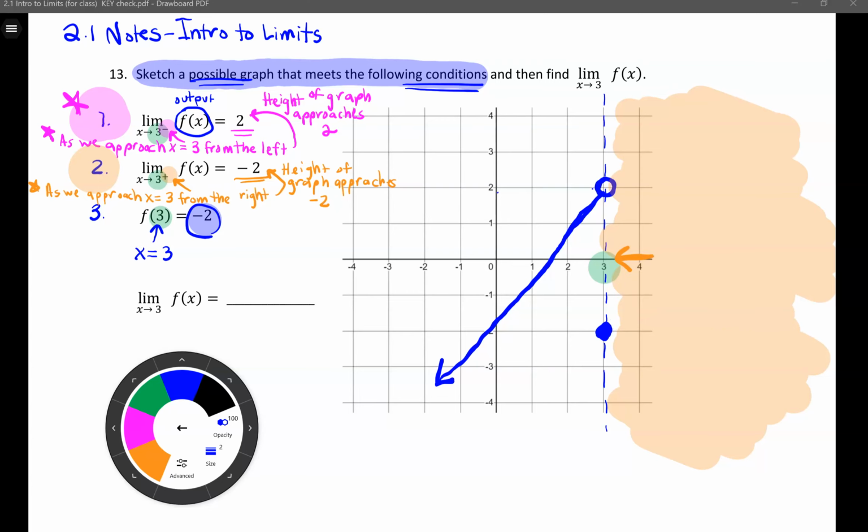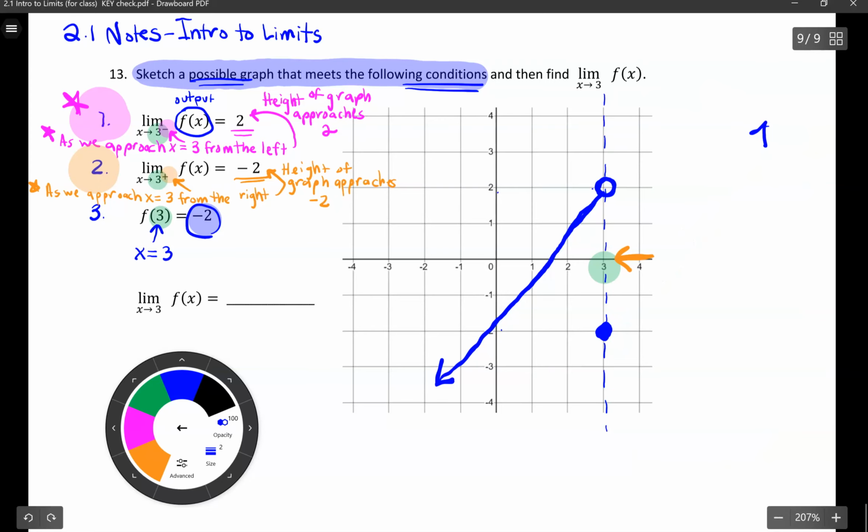I could draw my graph where the heights are getting steadily higher and higher and approaching that height of -2 as I get closer to the input x equals 3. So my graph could look like this. Or maybe we want our graph to be way up here and then steadily falling and getting closer and closer to a height of -2 on the right. My graph could look like that. So lots of ways our graph could look. I'm going to go back to that first way. I kind of liked how that looked. I'm just going to do this horizontal line here.